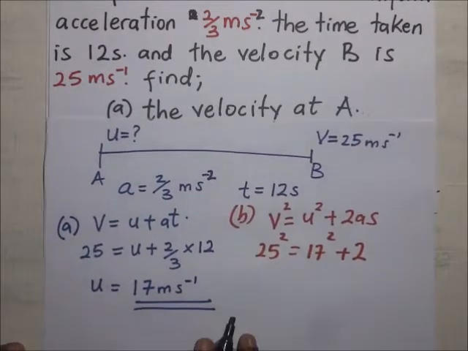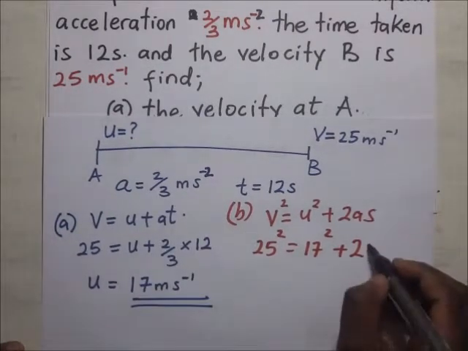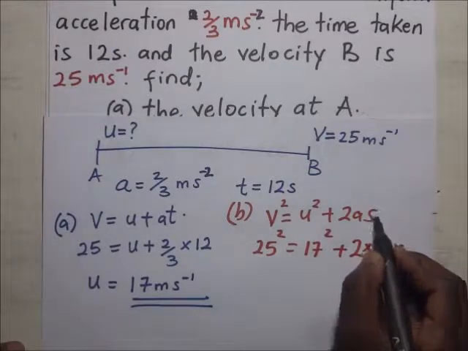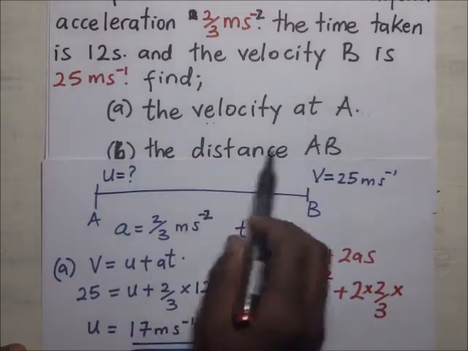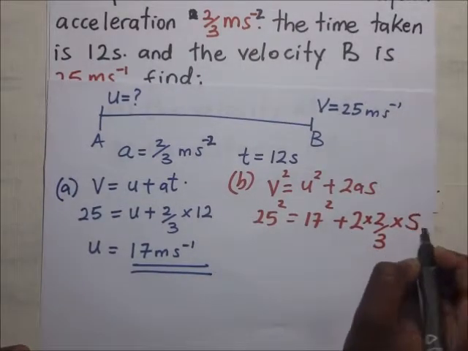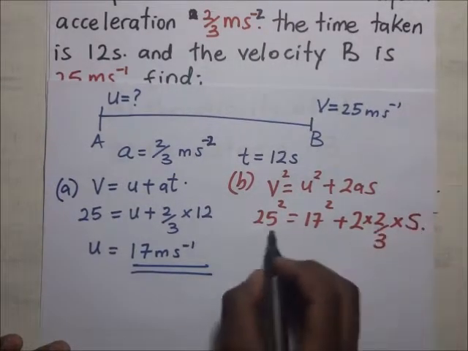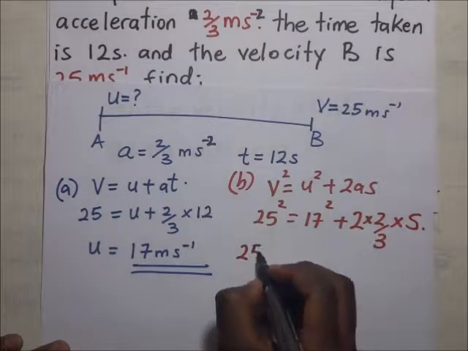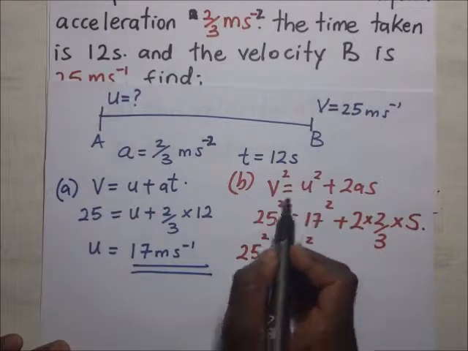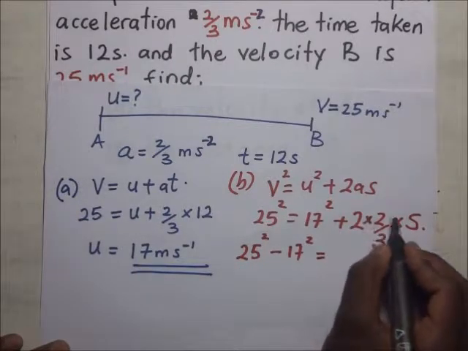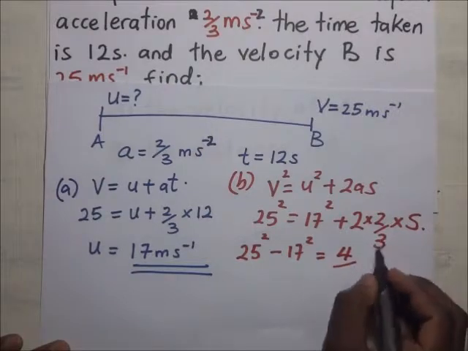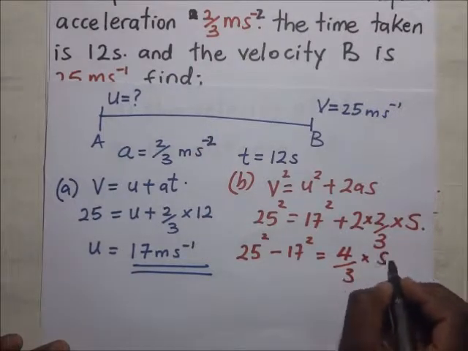Now we have our acceleration as 2/3 meters per second squared. So times 2/3 times the distance. Now it is the distance we are looking for, the distance of AB. So the distance, we shall leave it as S. So of course, when we make S the subject of the formula, this is going to end up in 25 squared minus 17 squared. We have shifted that 17 to come this way. Is going to be equal to, here we remain with 2 times 2 is 4/3 times S.